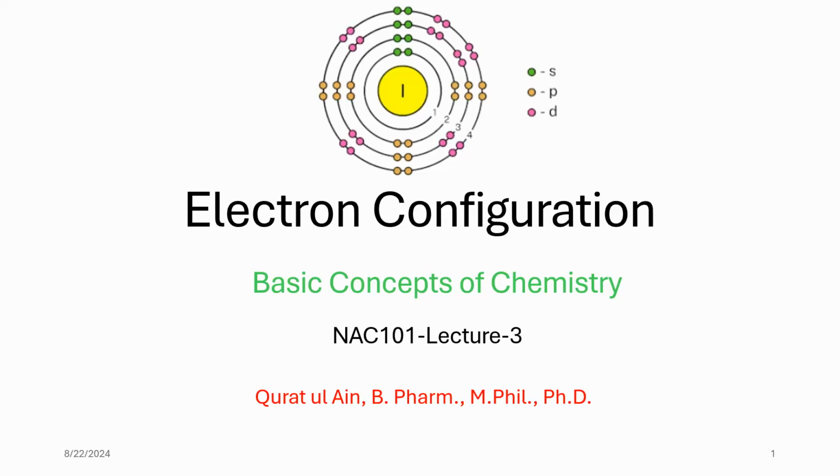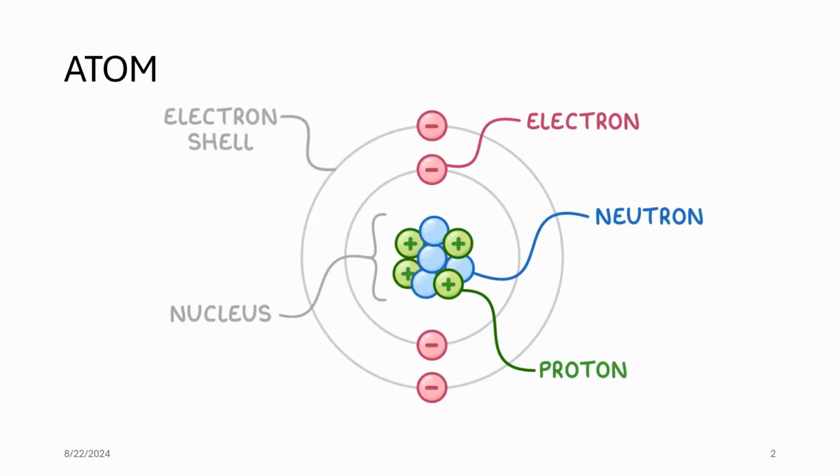Before today's lecture, we have already discussed what an atom is and its structure in my previous two lectures of the basic concept of chemistry series. So what is an electronic configuration? To understand electronic configuration, we have to first understand what an atom is.